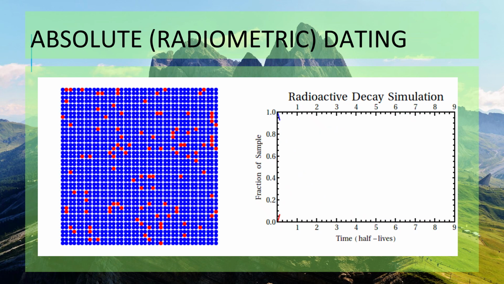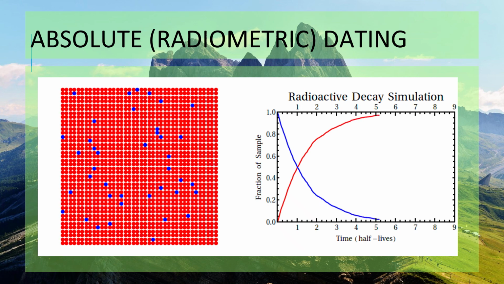All right? So we start with our blue, and these dots change to red, representing our radioactive decay. But you see, they don't go left to right or top to bottom. It's at random.